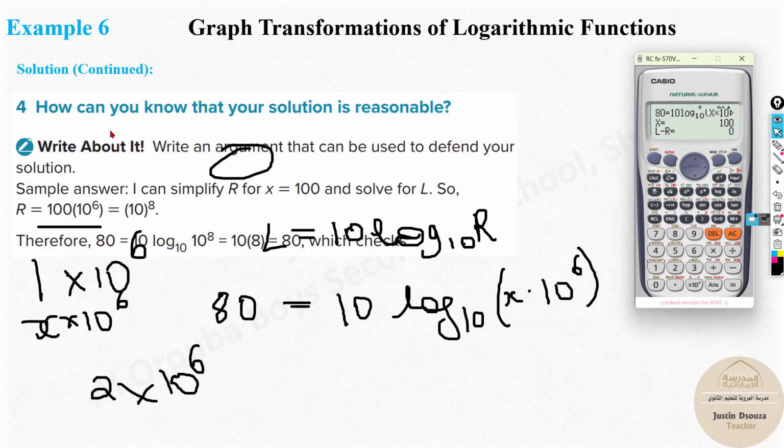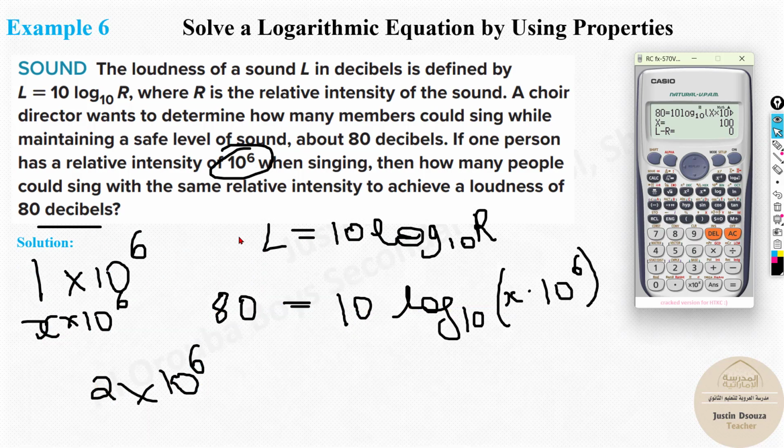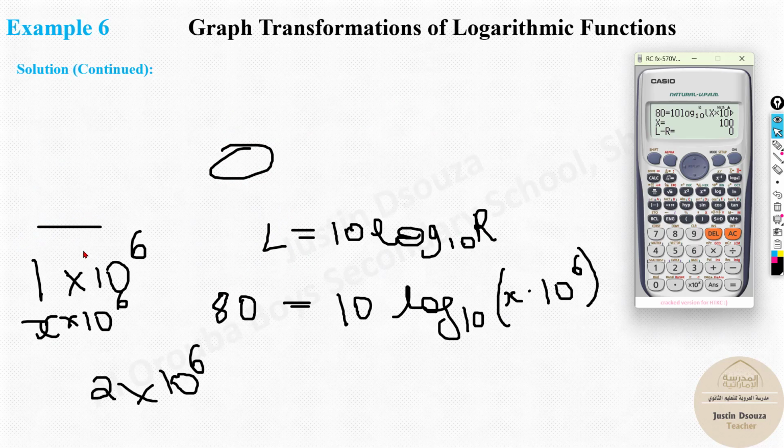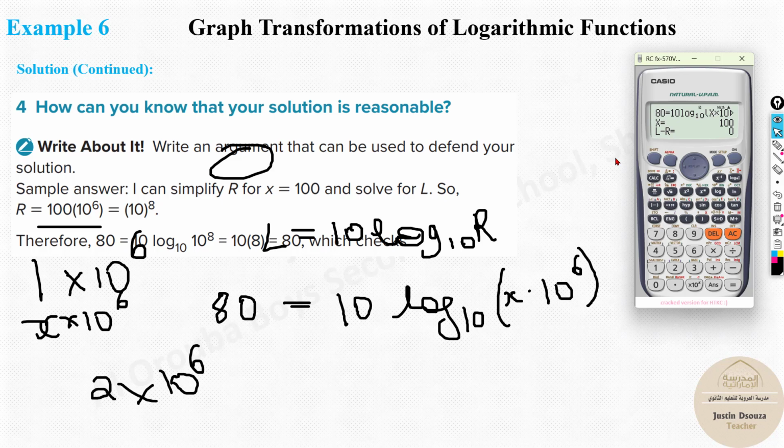You can do a check as well. Check in the sense you should just put this R value over here in this equation and find L, it will be 80. That's what is done over here. You can substitute this R value and solve. You'll get L as 80 because we had considered 80.